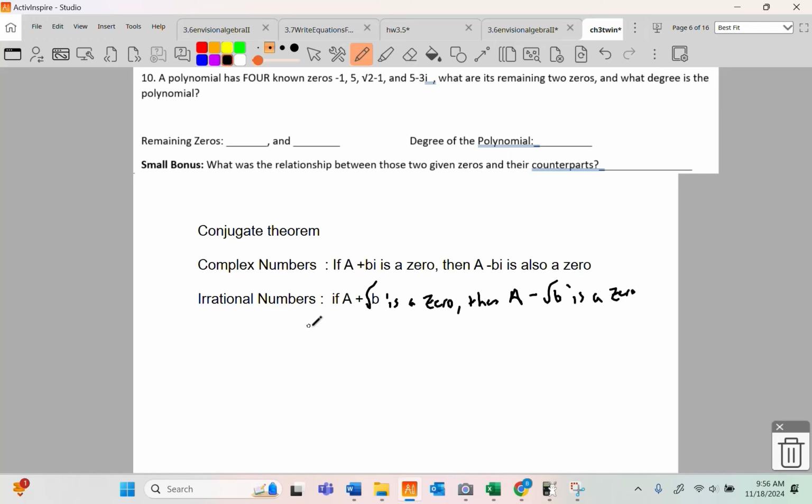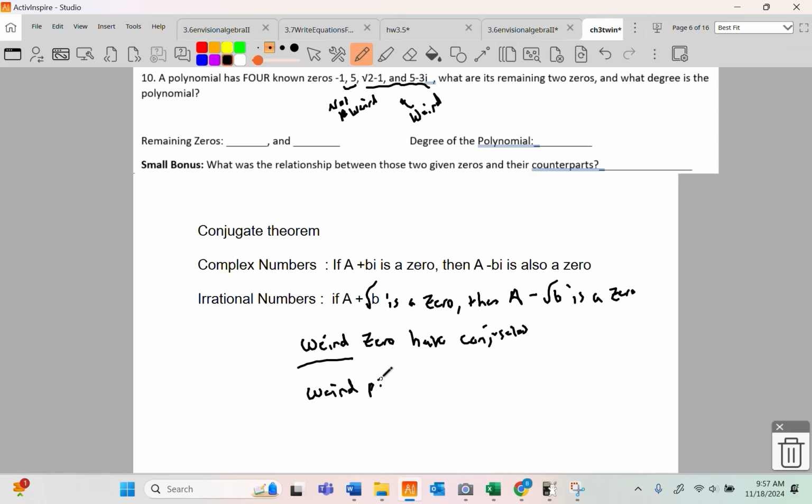So here's the thing. Weird zeros have conjugates. So these two guys are not weird. They don't have conjugates. These two guys, these are weird. And I want you to pay attention. It's always the weird thing that changes sign. bi changes sign, root b changes sign. The weird piece changes sign.